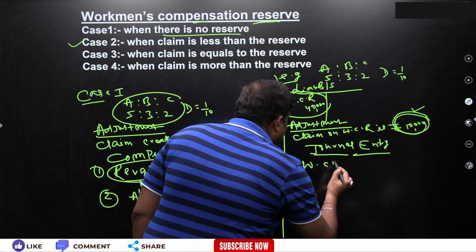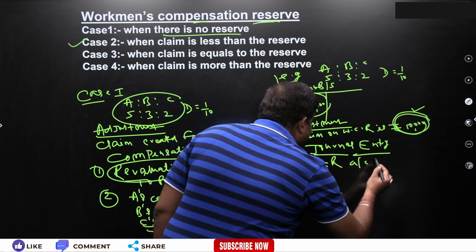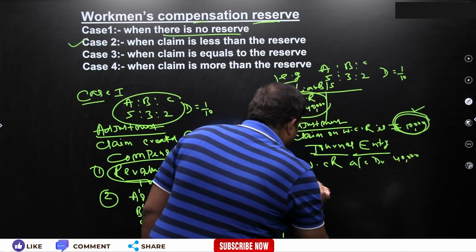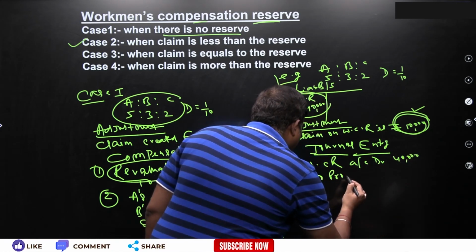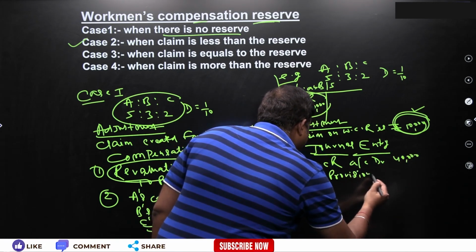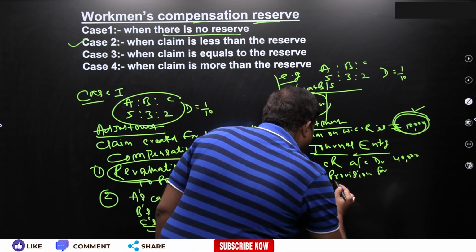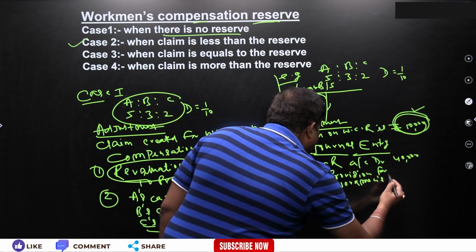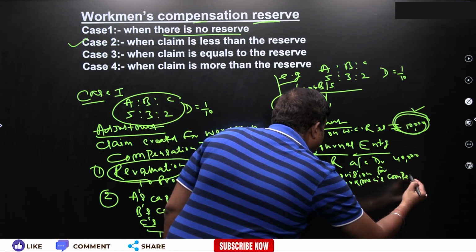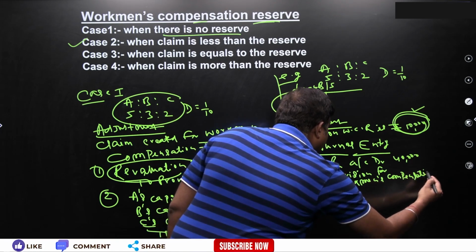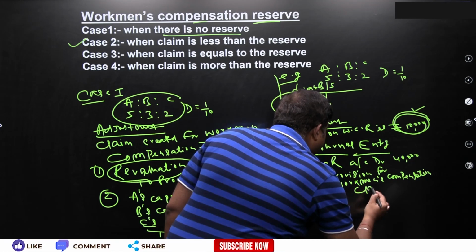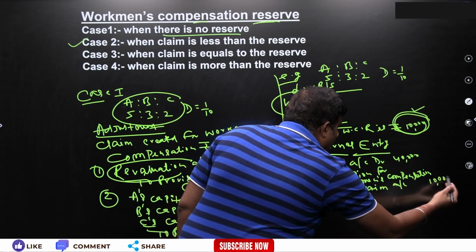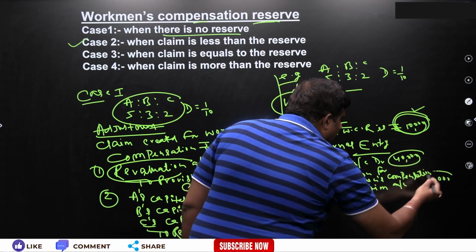Workmen compensation reserve account debit 40,000 to provision for workmen compensation claim account, that is 10,000. So out of 40,000, 10,000 was the claim.